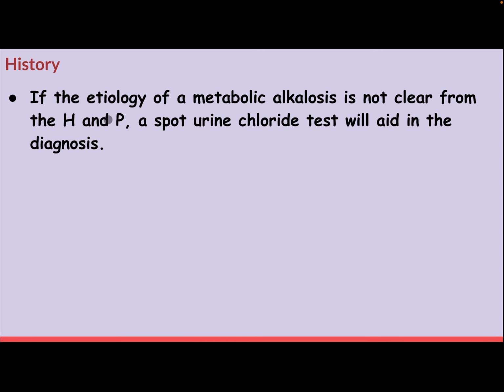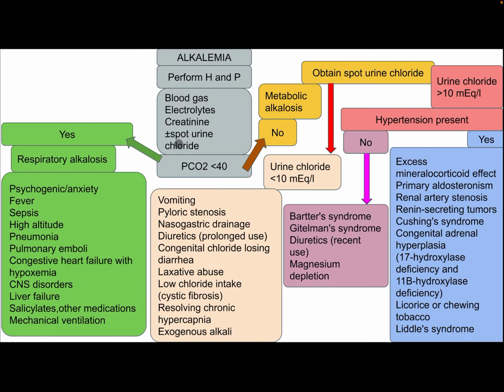effect. If the etiology of a metabolic alkalosis is not clear from the history and physical examination, a spot urine chloride test will aid in the diagnosis. How to approach the child with alkalemia after performing history and physical examination? Patient needs blood gas analysis, electrolytes, creatinine with the spot urine chloride.